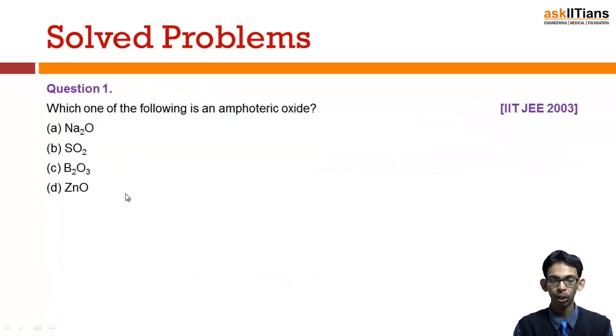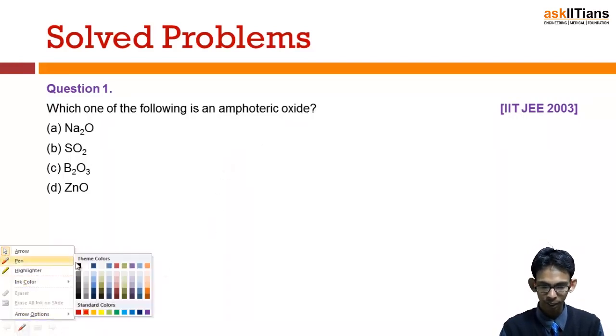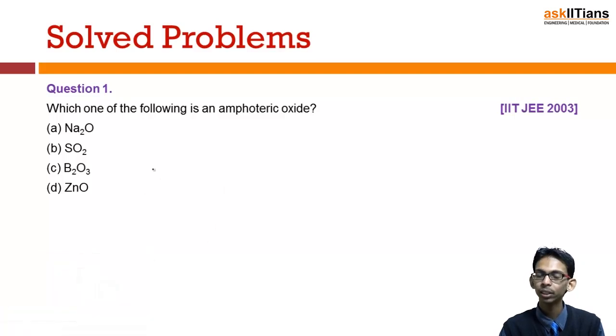Now let's try to solve some problems which were asked in IIT-JEE. Which one of the following is an amphoteric oxide? So this is a question based on direct knowledge of the facts, and we know that metals form basic oxides. So sodium being a metal, this is a basic oxide.